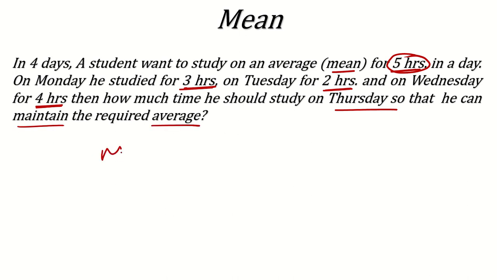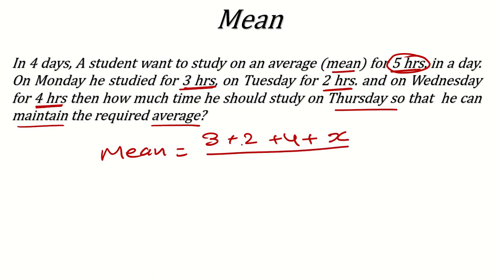So, same process. Mean or average is equal to the sum of all the numbers, meaning 3 plus 2 plus 4 plus Thursday. For Thursday, I have taken x, divided by how many numbers? 1, 2, 3, 4. So divide by 4. What is the value of the mean? 5, because he wants to maintain 5 hours in a day. So it is equal to 3 plus 2, 5. 5 plus 4, 9. So 9 plus x divided by 4.